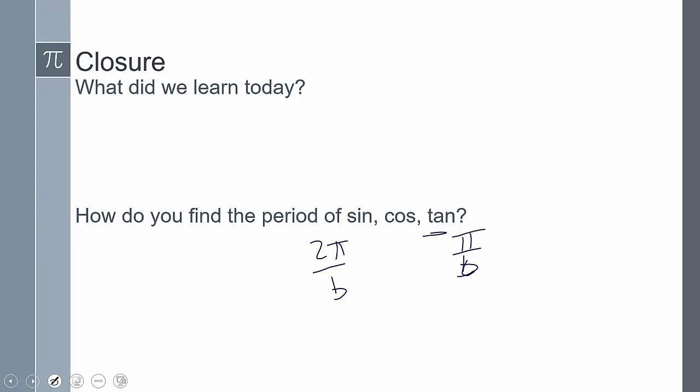And remember, to find your new x values, you put your b theta or whatever between 0 and your old period. And the old period for sine and cosine is 2 pi. The old period for tangent is pi.